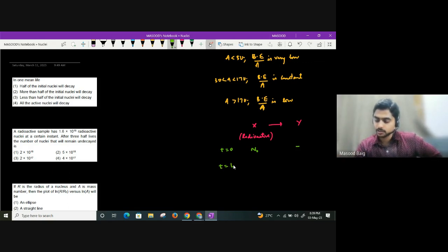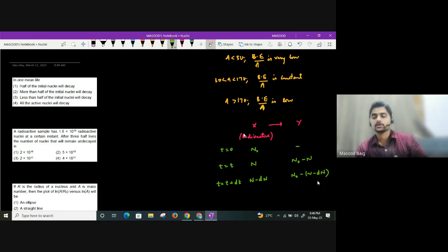At t equal to t, what is the number of nuclei left? Let us say N. So how many got decayed, guys? Initially you have N naught, now you have N only, so N naught minus N got decayed. Whatever amount of X got decayed, that much Y will be formed. After a certain time, t plus dt, decay only is taking place, so you'll get N minus dN, and Y will be N naught minus (N minus dN). So the number of nuclei of X will go on decreasing, guys.